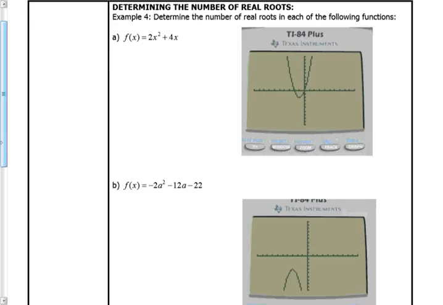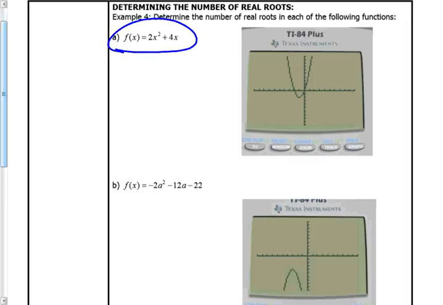All right, next part. It says determining the number of real roots. Determine the number of real roots in each of the following functions. So what you have on your paper is just this part. F of x equals 2x squared plus 4x.